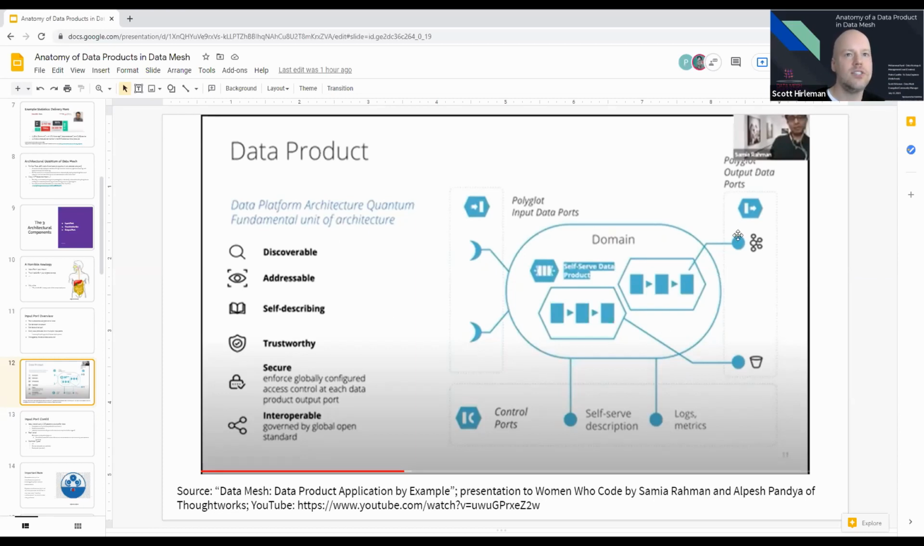So data product, this is just a good kind of understanding of what this looks like.